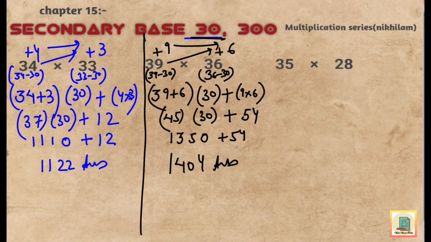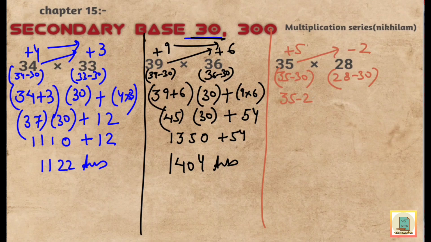Now let's understand the next question. 35 multiplied by 28. Here also the numbers are close to 30. So let's find out the deviation. So 35 minus 30, which will give you plus 5 as deviation, and 28 minus 30, which gives you minus 2 as deviation. Now first number plus the second deviation, but here the deviation is negative. So it will be 35 minus 2.